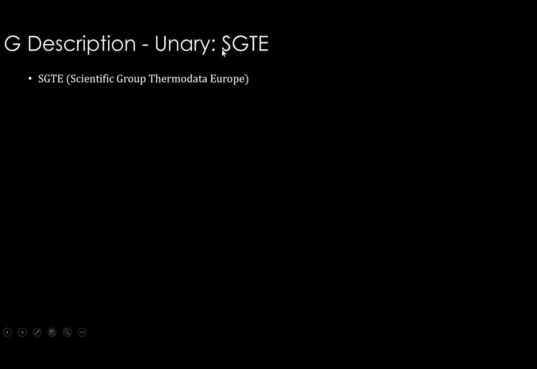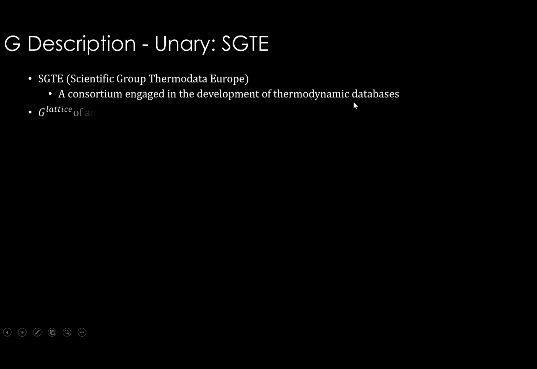Now we have this SGTE which gives the unary descriptions. It's called Scientific Group Thermodata Europe. It's a consortium engaged in the development of thermodynamic databases. This consortium has come up with this G lattice of an element in structural state I. I can be a few different structural states, let's say BCC, FCC, liquid, HCP, like common structures.